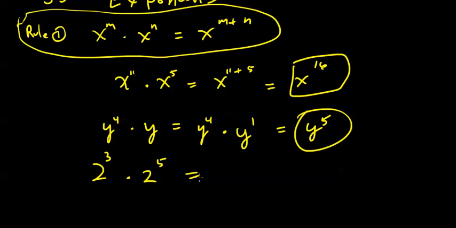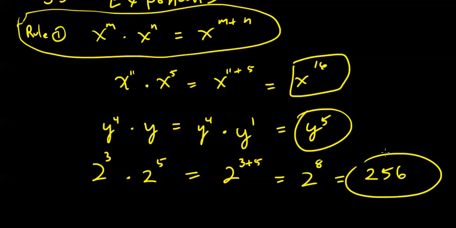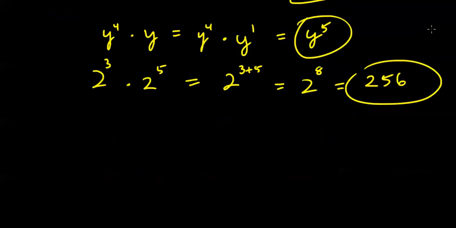Let's try 2 to the 3rd power times 2 to the 5th power. If I've got 3 factors of 2 multiplied by 5 factors of 2, I'm going to end up with 8 factors of 2. We don't have to always be so formal, but at least the first time out I'm going to write this as 2 to the 3 plus 5th and claim that's 2 to the 8th power. Here I can actually evaluate this expression, and it turns into the number 256. Alright, Rule 2.